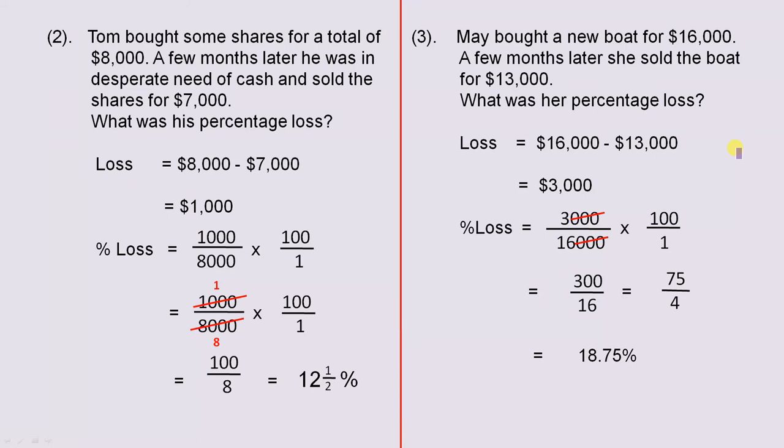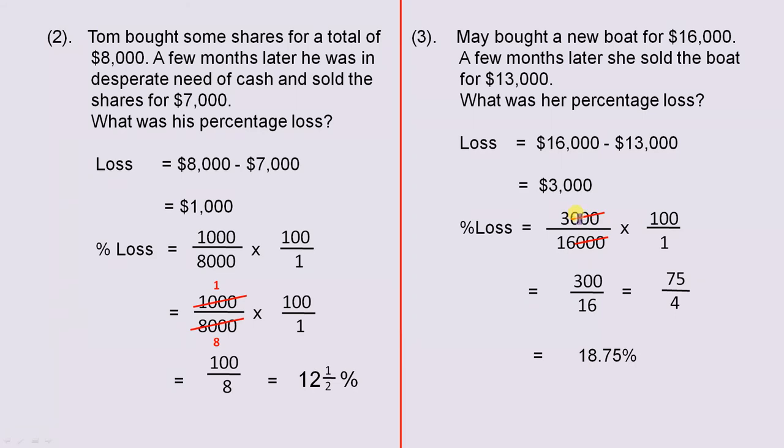May bought a new boat for $16,000. A few months later, she sold the boat for $13,000. What was her percentage loss? So the loss in money terms was $16,000 minus $13,000, which is $3,000. So the percentage loss will be 3,000 over 16,000 by 100 over 1.